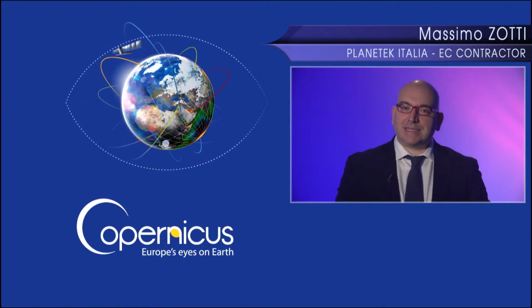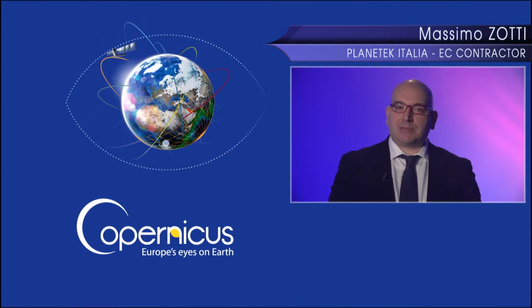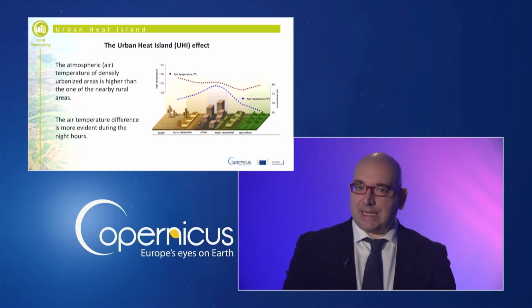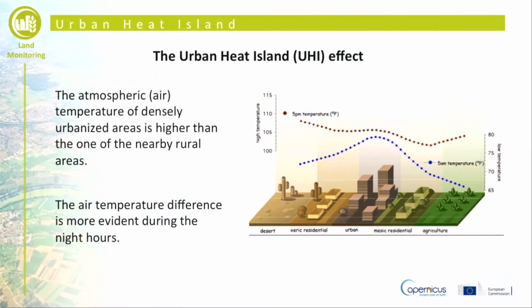Hi, this info session will show how Copernicus data can be used to support the mitigation of heat waves and urban heat island effects on small to large cities. The urban heat island is the effect whereby the air temperature in densely urbanized areas is higher than that of nearby low-density and/or rural areas. This effect is particularly evident during night hours.